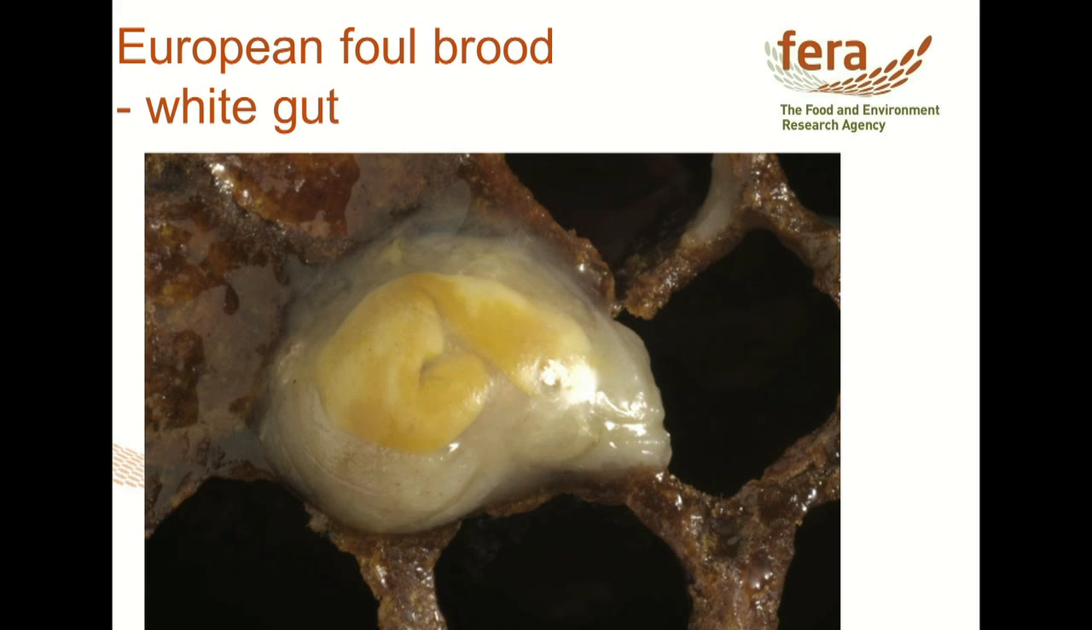And this is a larva that we've taken out of the cell. You can see this area here, this is the gut. And you have yellowy, creamy areas and white areas. And this is just full of the bacteria.